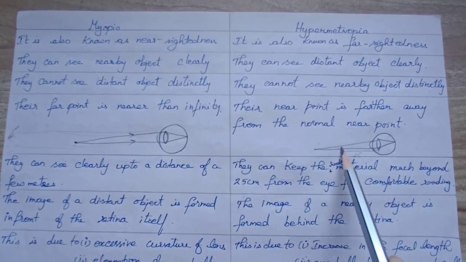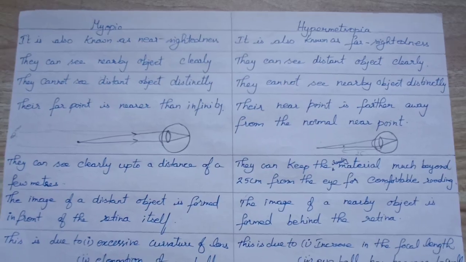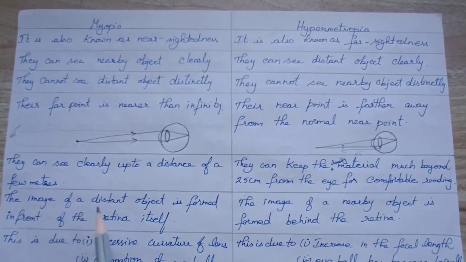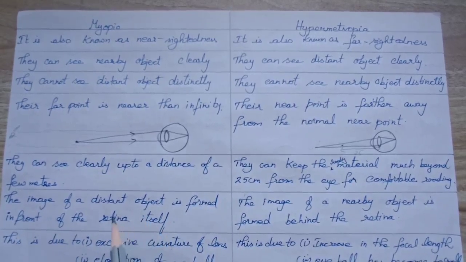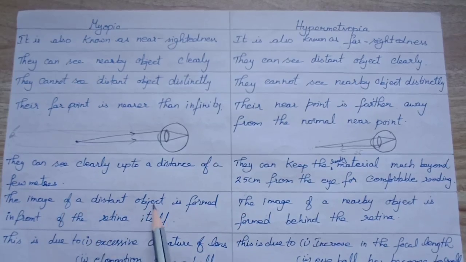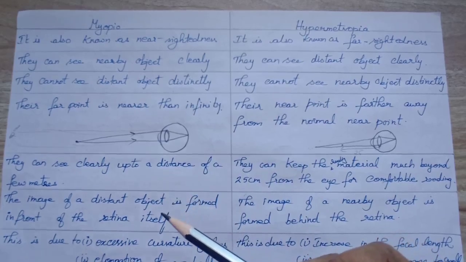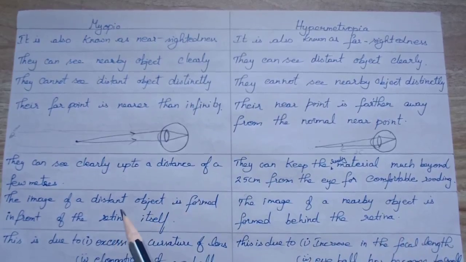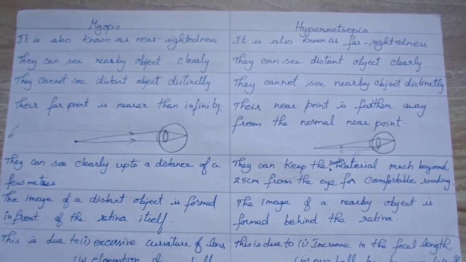When it is kept at 25 centimeters, they will not be able to read or see things comfortably. The image of the distant object is formed in front of the retina itself. Where is the image formed? It will be formed in front of the retina. Actually, only if the image is formed on the retina are we able to get a clear image, right? Otherwise we will not. So in the case of myopia, the image is formed in front of the retina itself.